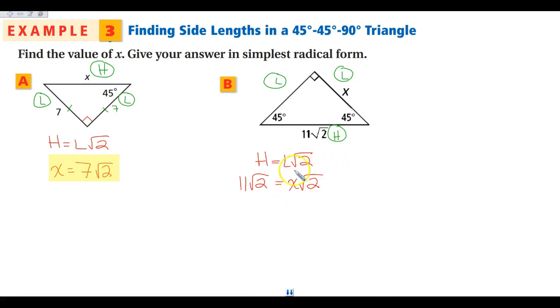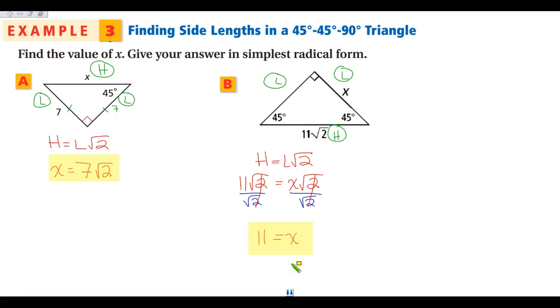Now, is x by itself? No. So how do we get x by itself? Guys, we get x by itself the same way we would if it was 2x. We divide both sides by the square root of 2. Okay? Square root of 2 over square root of 2 is going to reduce to 1. This square root of 2 over square root of 2 is going to reduce to 1. So I have 11 equals x. And that is my answer there.